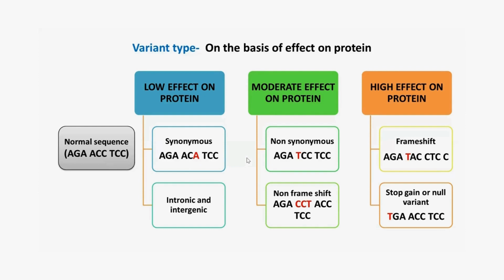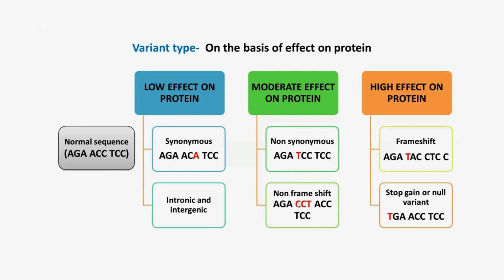The second category includes the variants which have moderate effect on protein. It includes non-synonymous variants, in which there is change of amino acid. If we see here, A is replaced by T. While ACC codes for threonine, TCC codes for serine. So the effect will depend on the site of variant, whether this variant is present at a functionally important site or not. If it is present, it may cause pathogenic effect, and if it is not present at an important site, it will not cause that much effect.